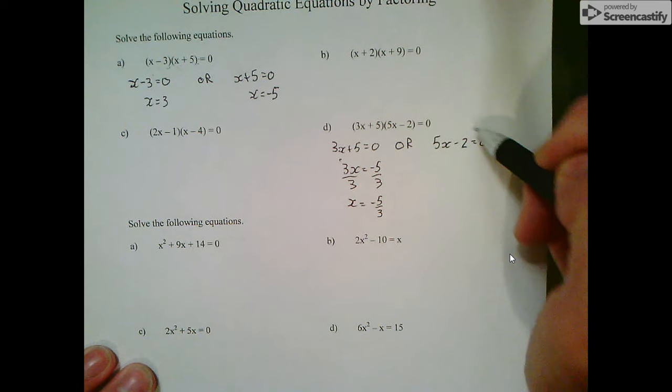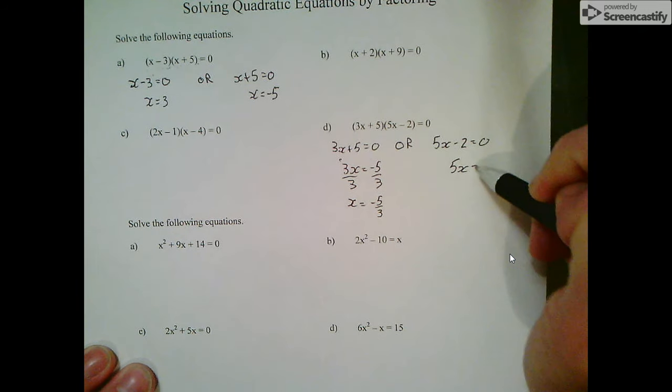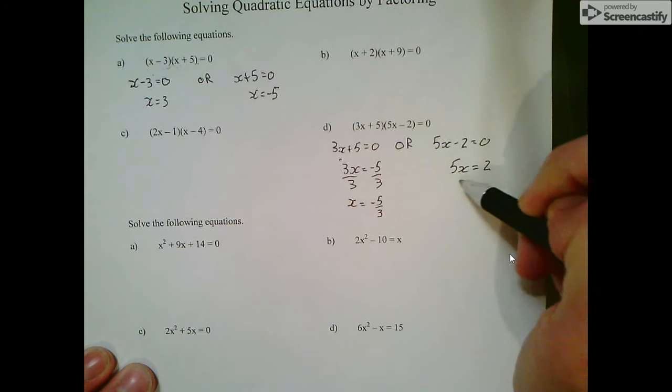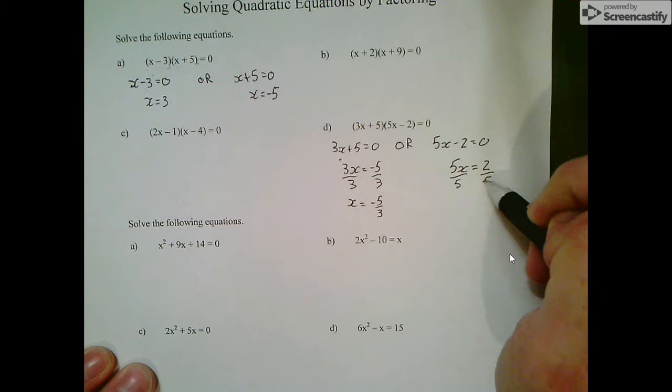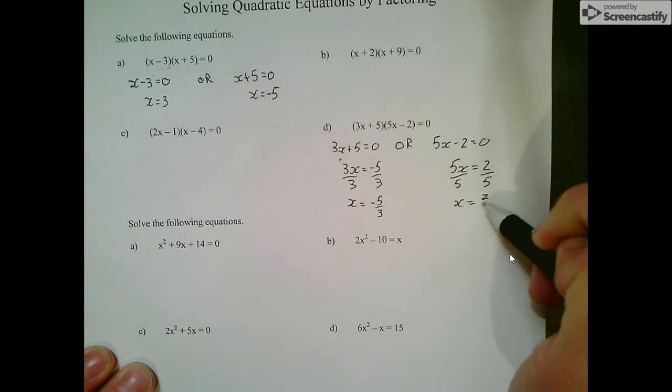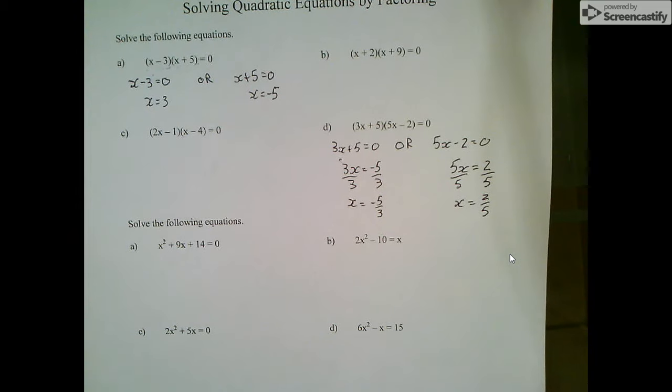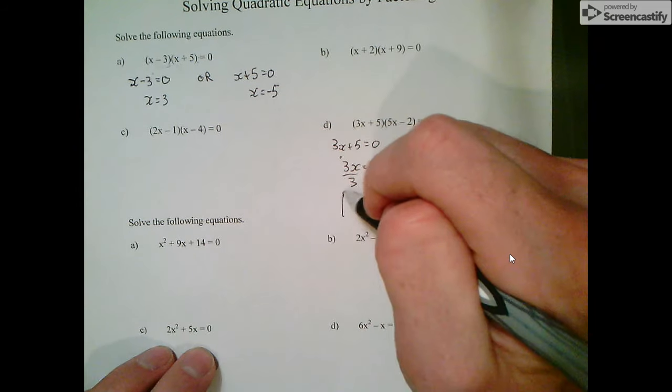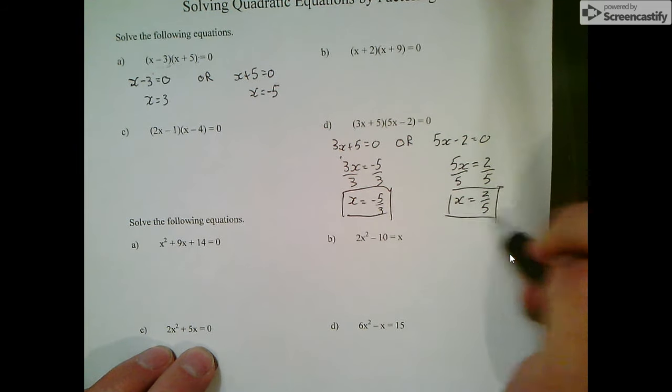Move the minus 2 to the other side. It becomes plus. So I get 5x equals plus 2. Divide both sides by 5, and I get x equals 2/5. So there's my two solutions. I'm going to put a box around them so they're nice and easy to read, as should you.